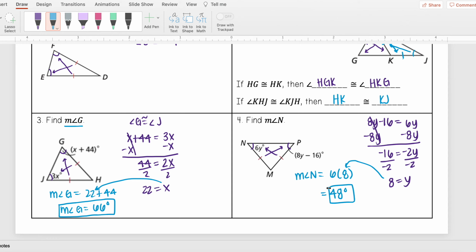So the answer you should have gotten here is 48 degrees. Since angle N is congruent to angle P, I know that they are equal to each other. And so solving for y, I got 8. And then when I plug that back in for the measure of angle N, I got 48 degrees.